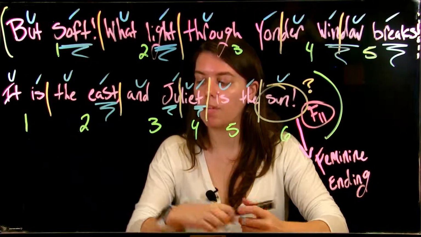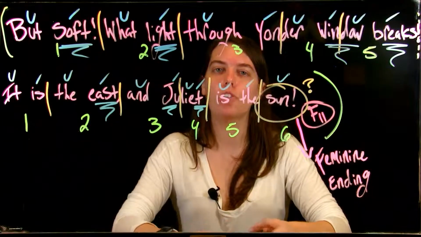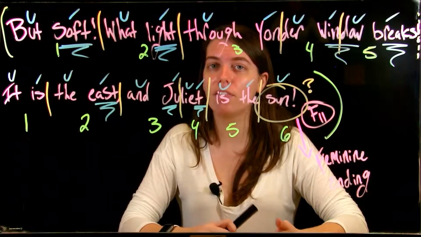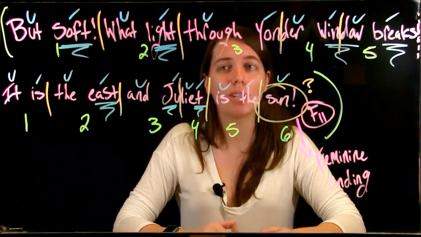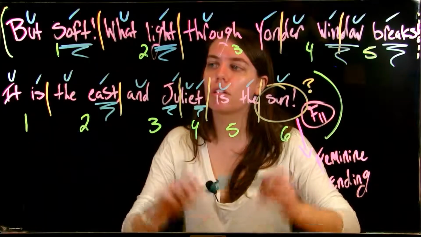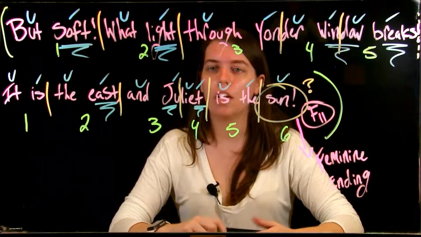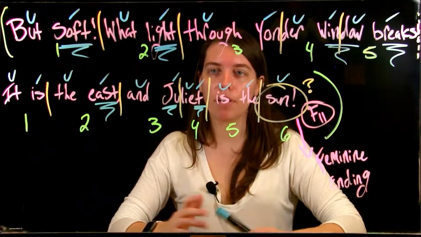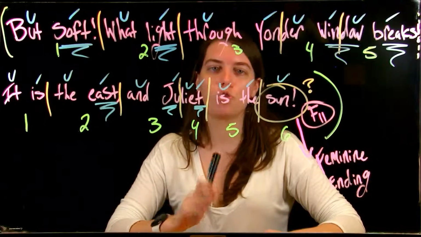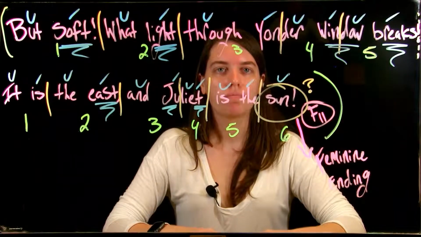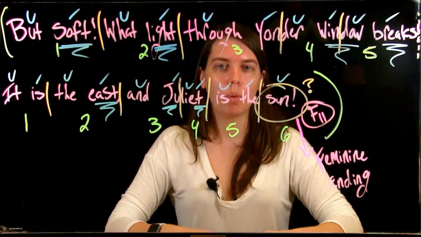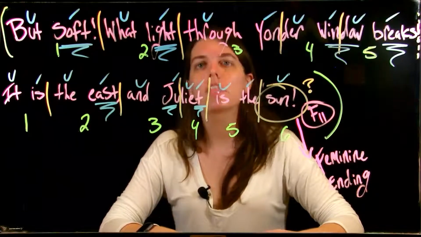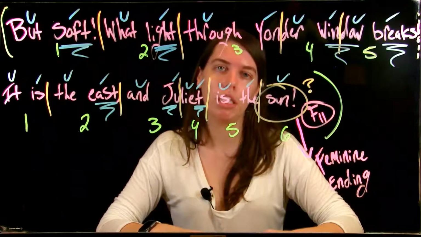Now let's think about how we scanned it though, and why we have unstressed, stressed. Now what did we say about those stressed syllables? They're important. We don't have unstressed syllables on important things, and we don't stress unimportant things. So if we were to look at this second line, it is the east and Juliet is the sun. Well, what are we saying? If we were to take out everything that's unimportant in there, we'd say east, Juliet is the. But what is she? Like, we don't know. Here we've got soft, light, window breaks. Okay, there's some light coming through a window. You totally know what that means.